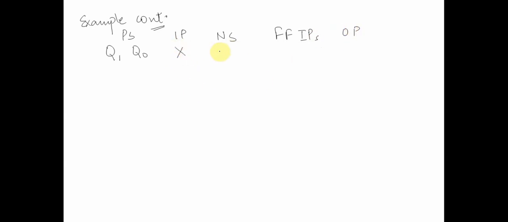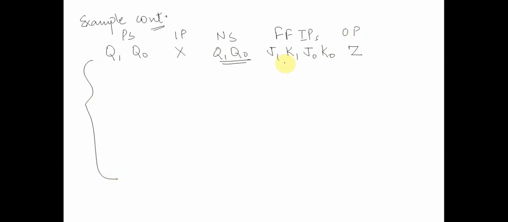X. Next state I will not capture because eventually we know this is a next state. Now we have to draw an output also, which is Z. Flip-flop inputs are J1, K1, J0, K0, right? So we know these values. This is like a normal operation, 0 to 7.